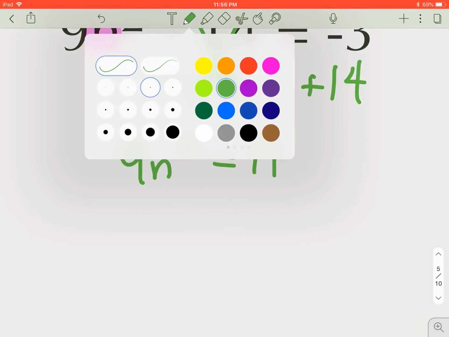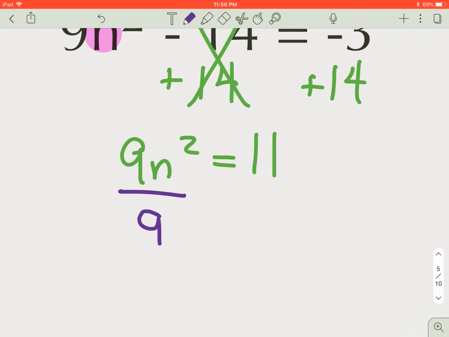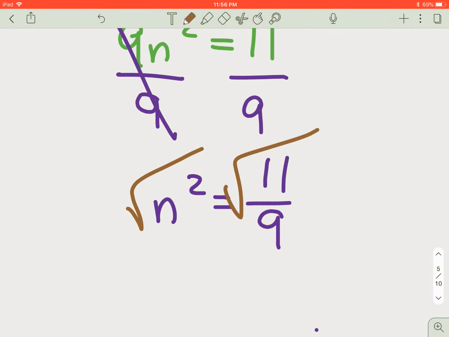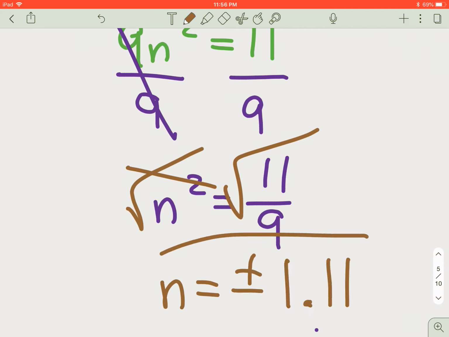I would then divide both sides by 9. They cancel out. I'm left with n squared equals 11/9. I will then take the square root of both sides. Those cancel out, and I'm left with n equals plus or minus 1.11.